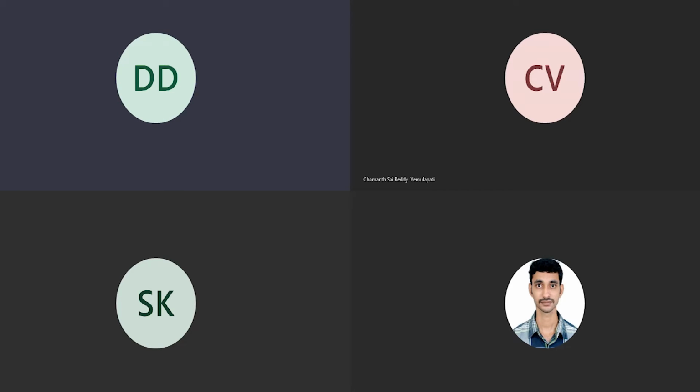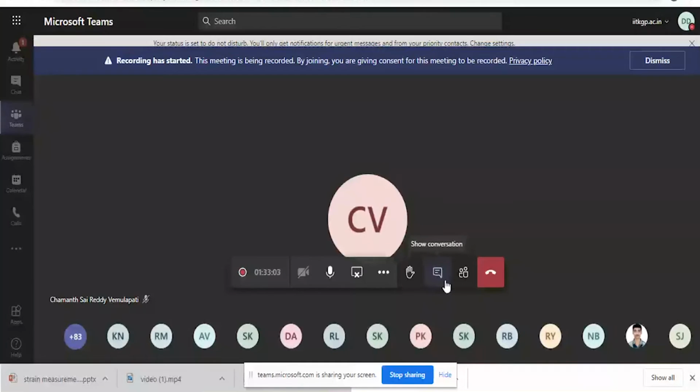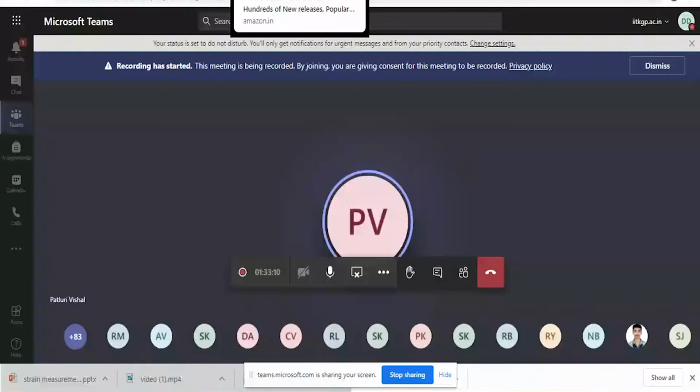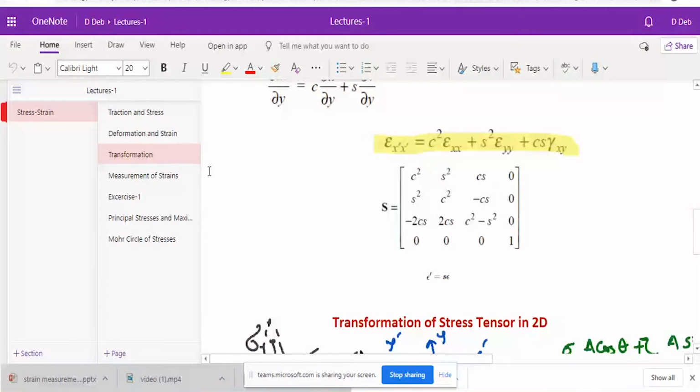Sir, question please. The question is to find out gamma xy. Can you share the question once again? Okay, wait a minute. The question is to calculate the shear strain gamma xy here.